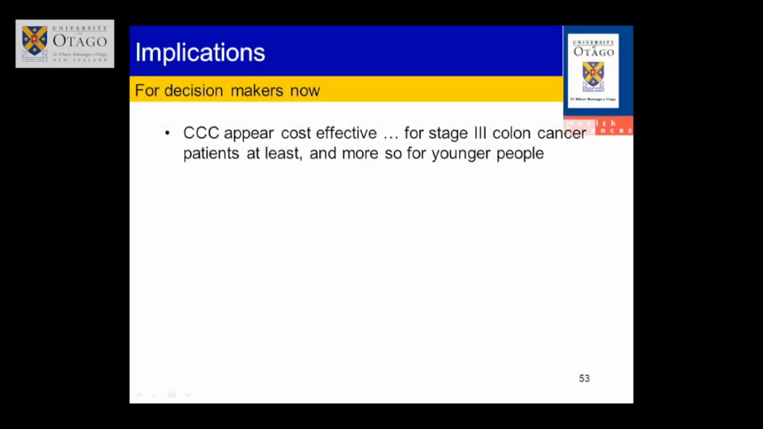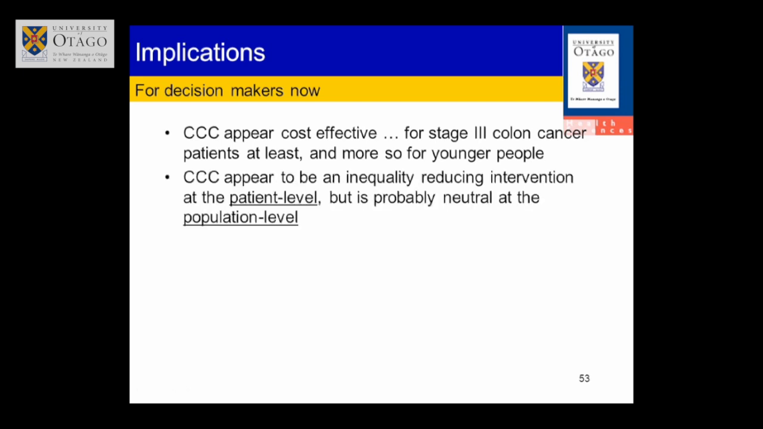So for the decision makers, well, it looks cost effective for stage 3 colon cancer. So we've got to caveat that. We've dealt with a cancer where it appears to be cost effective. Your job as decision makers before we do other evaluations is to think, well, would the same principles apply for lung cancer? Would they apply for melanoma or whatever? More so for younger people. I nearly put Māori there, but it's mainly age that's driving that.